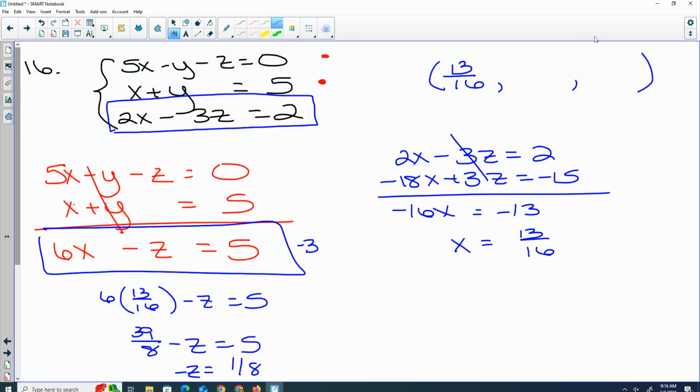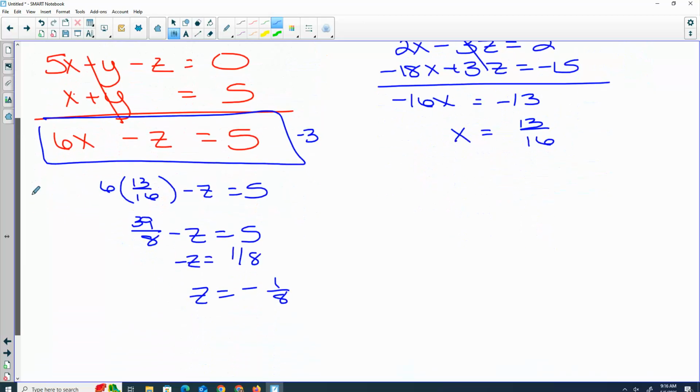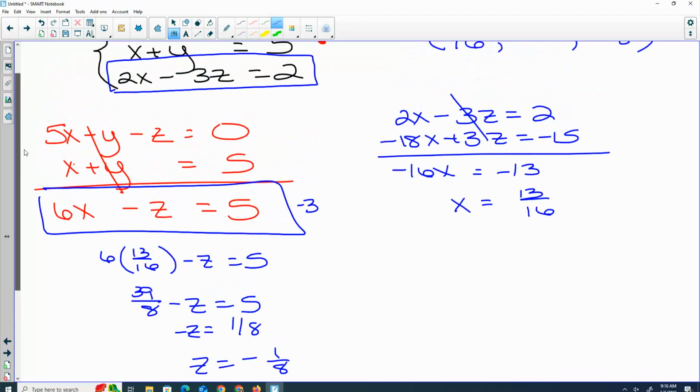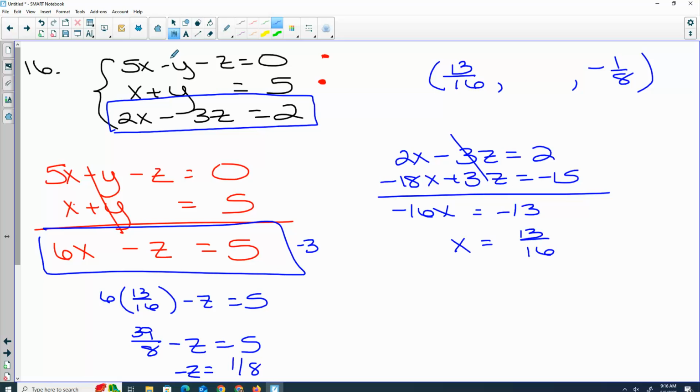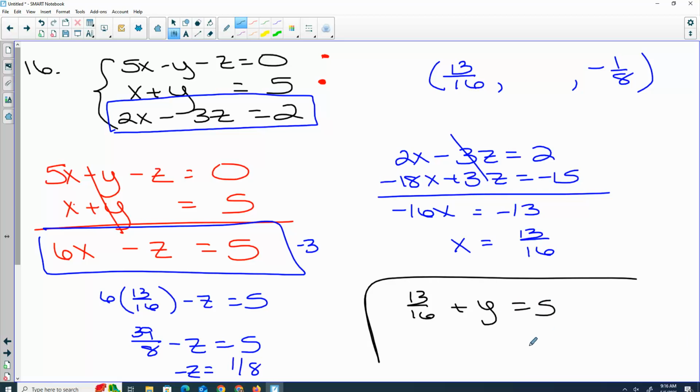So I have my x and my z. We need y. Which one would be the easiest to plug it into to get y? First or even second is just x plus y. So it doesn't matter, you have to do either the first or second to get your y. So if I did the second one, 13/16 plus y equals 5. So if we subtract that over, 67/16.